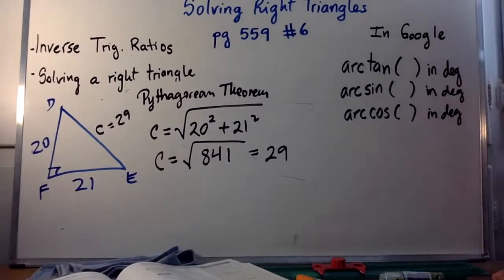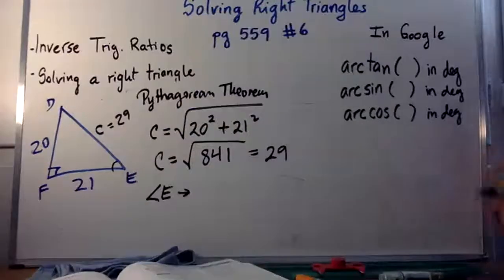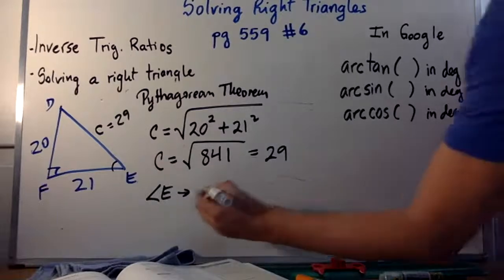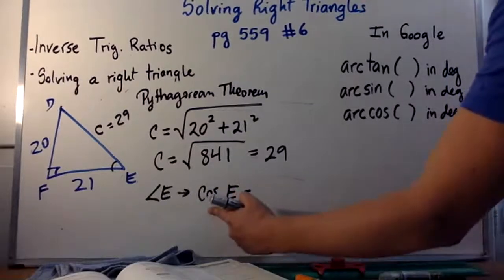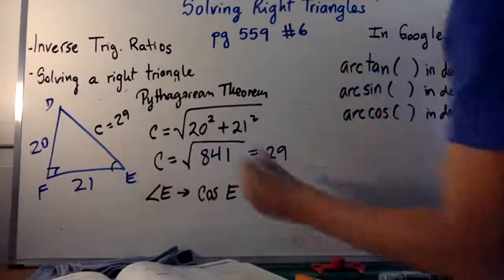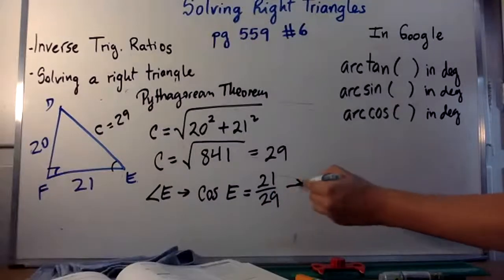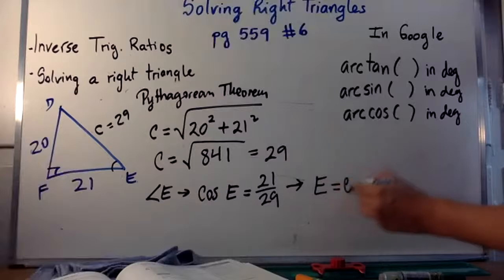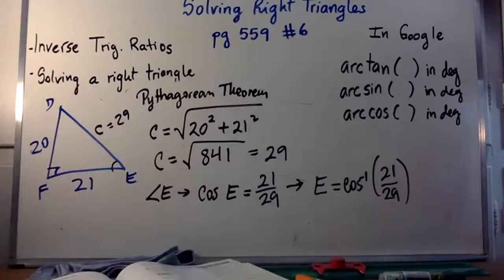Now, it's up to you. Either you want to find D or E. Let's say that I'm going to try to find E first. So angle E. Okay, and let's use cosine. All right. So I can say that cosine of E is equal to, cosine is, remember, adjacent divided by hypotenuse. For E, adjacent is 21 and hypotenuse is 29. So it's 21 over 29. That means that angle E is equal to inverse cosine of 21 over 29, right?